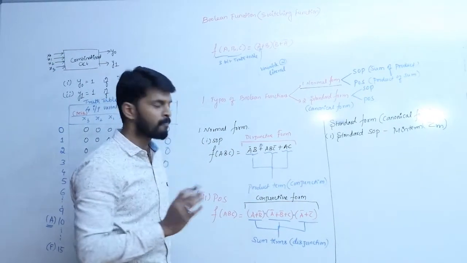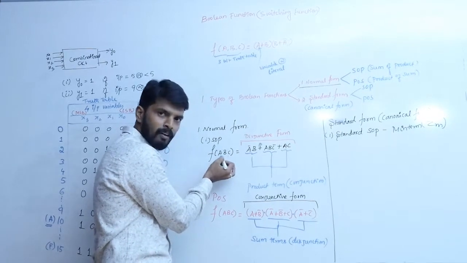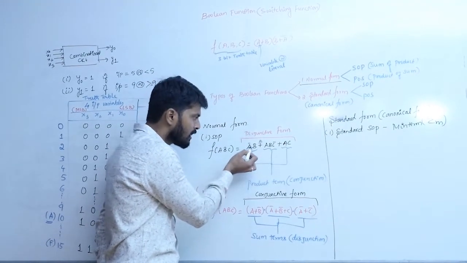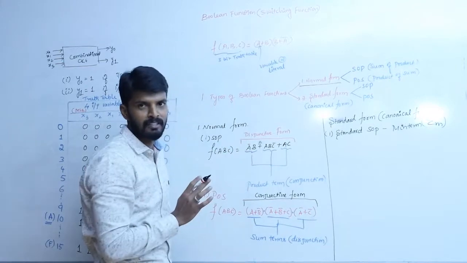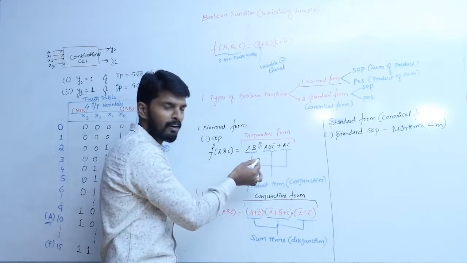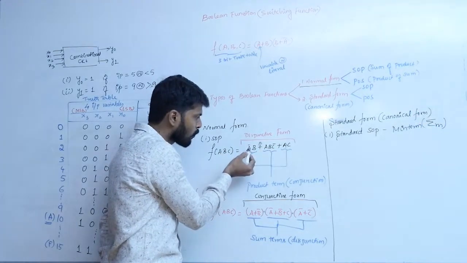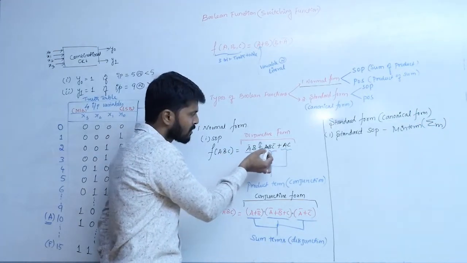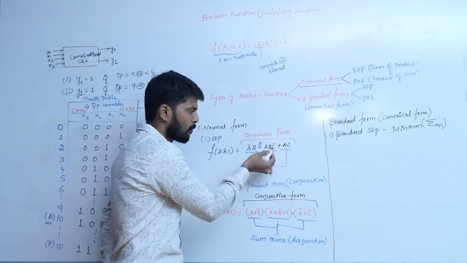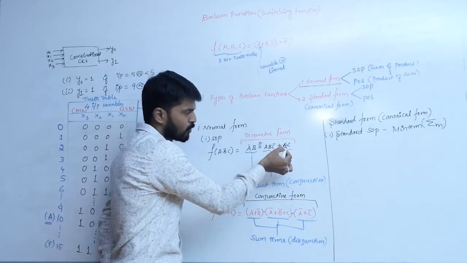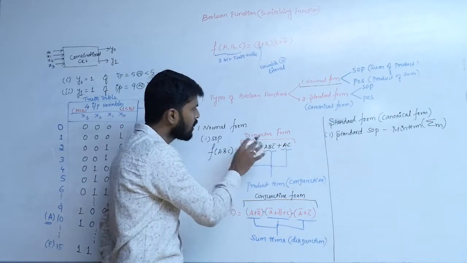Once again I will repeat. Each and every variable of the function must be there in each and every term of the Boolean equation. See, in this normal form, we are not finding each and every variable present in each and every term. Here only AB is there, C is not there. Similarly, here ABC is there, not a problem. But here AC is there, B is not there. So this is not a standard form. This is only a normal form.